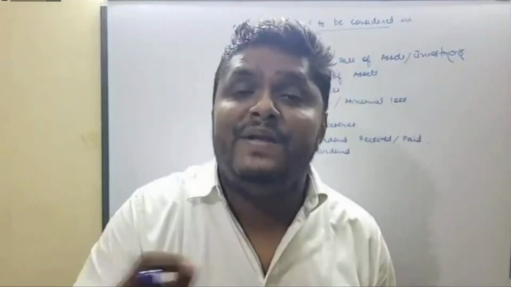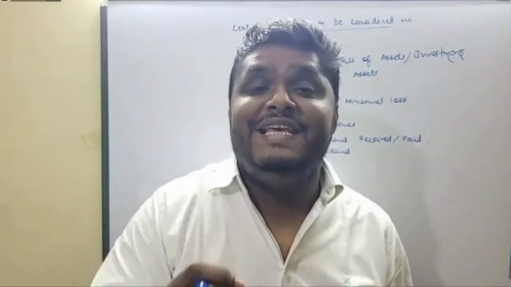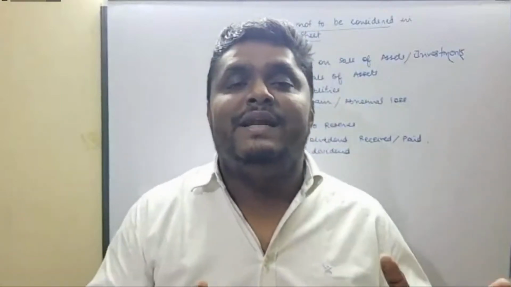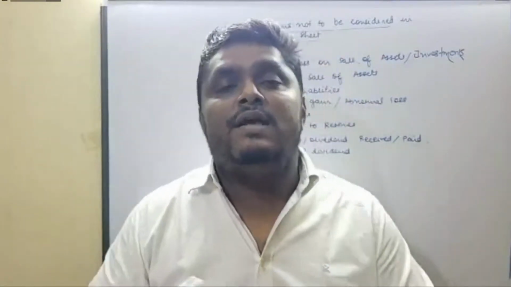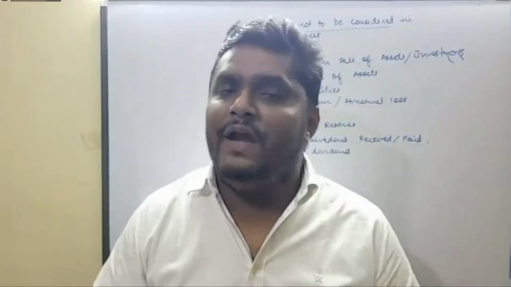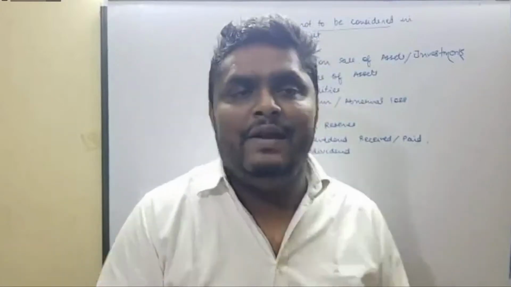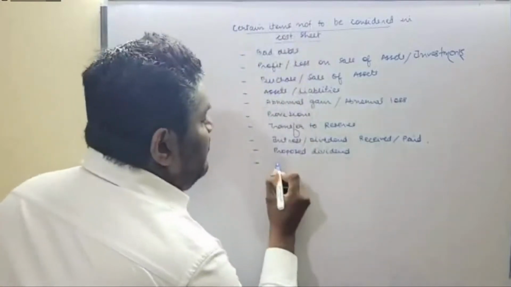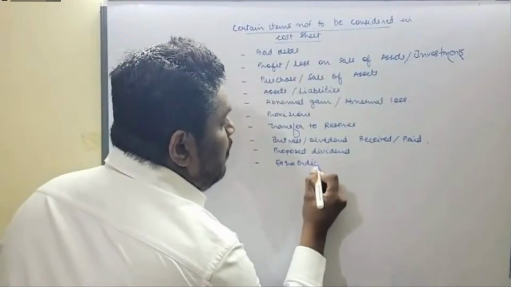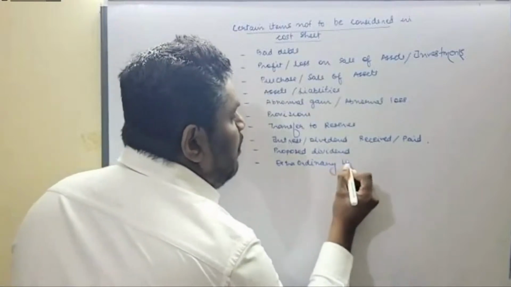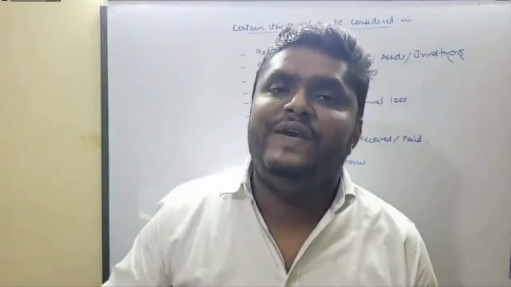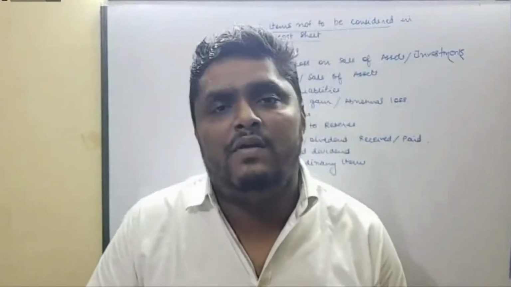Any sort of compensation, or we can say any sort of extraordinary items, that is, suppose we have to compensate someone, it is an order of court, or we have to pay any compensation under any law. Compensation is an example of extraordinary item. So any sort of extraordinary item will never form part of cost sheet.